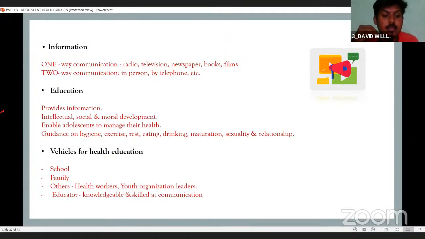Vehicles for health education are school, family, and others such as health workers, youth organization leaders, and educators. They are knowledgeable and skilled in communication. Next slide.